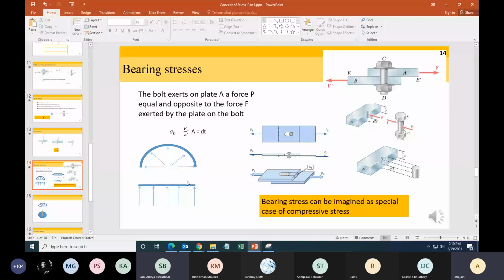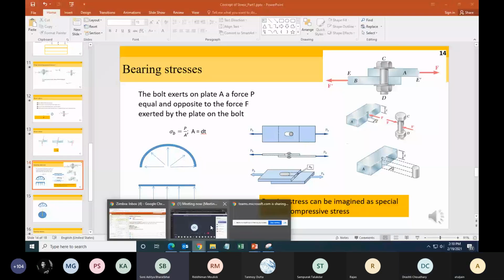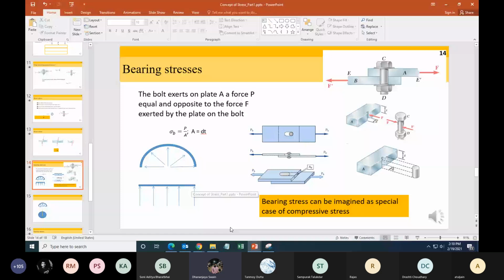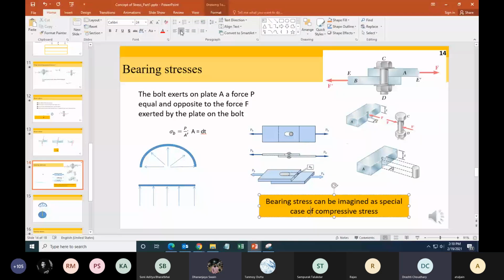Sir, in case of pin, if we see the force, there is a force at the upper part as well as in the lower part. So if we are accounting for area, we have to calculate only the upper area, lower area, or the sum of both areas? In this we'll do P by A.